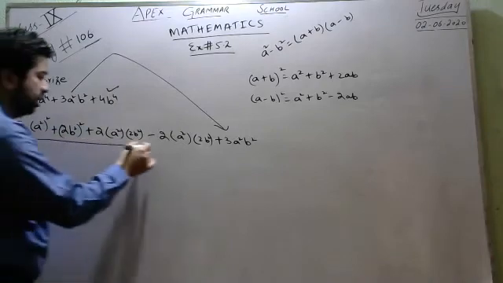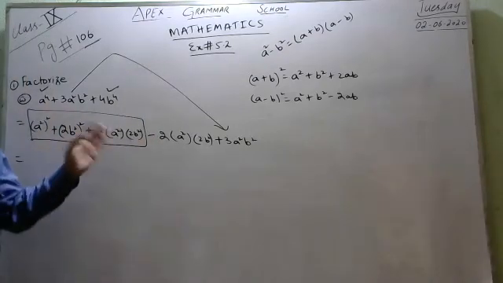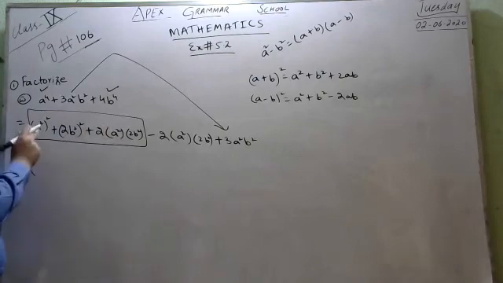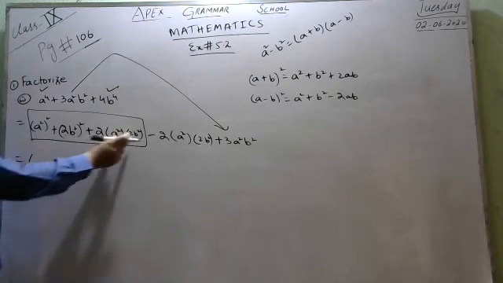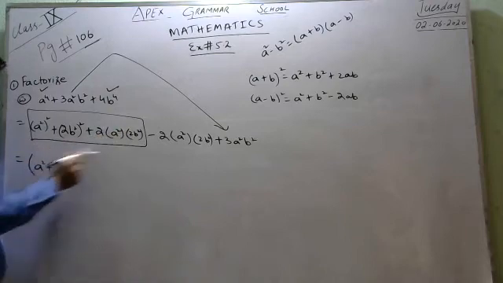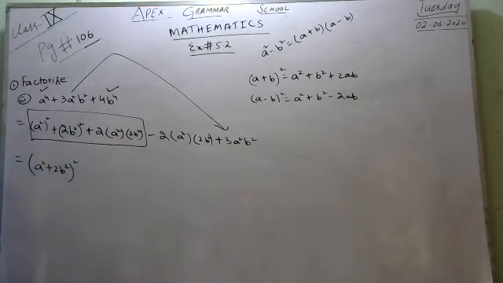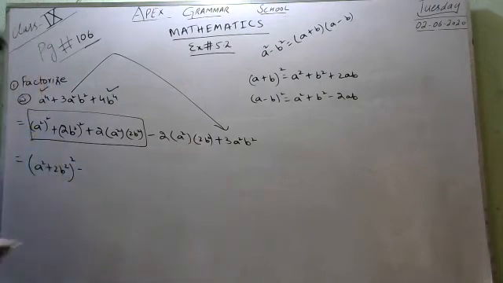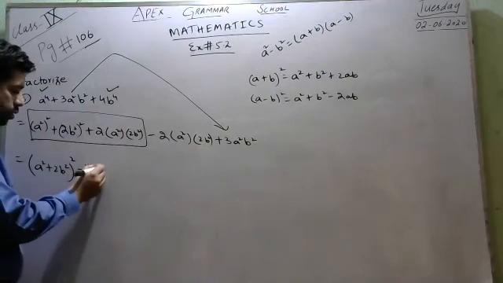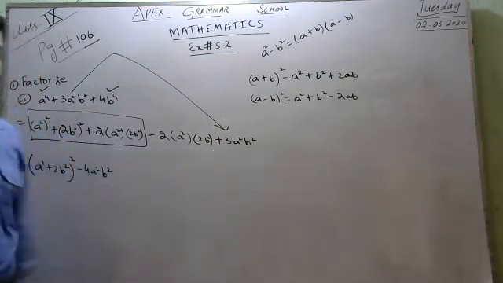Now you can see that, what is this? This is a complete square formula. This is square of a square plus b square plus 2ab. This will be square of a square plus 2b square whole square. After that, you can see that minus sign, and then 2 times 2 a square b square, and then plus 3a square b square.